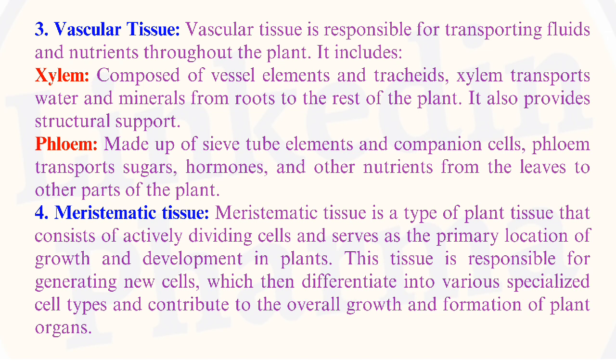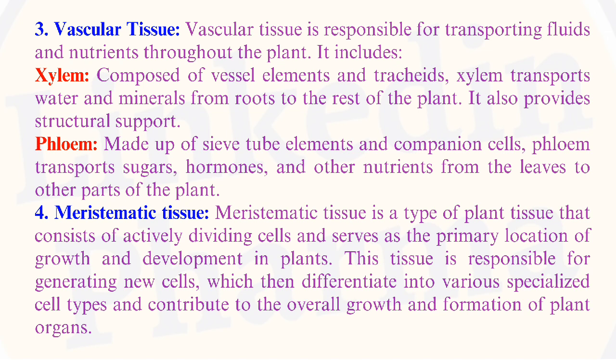3. Vascular tissue. Vascular tissue is responsible for transporting fluids and nutrients throughout the plant. It includes xylem, composed of vessel elements and tracheids. Xylem transports water and minerals from roots to the rest of the plant. It also provides structural support. Phloem. Made up of sieve tube elements and companion cells, phloem transports sugars, hormones, and other nutrients from the leaves to other parts of the plant.